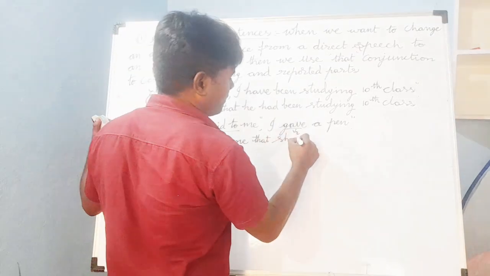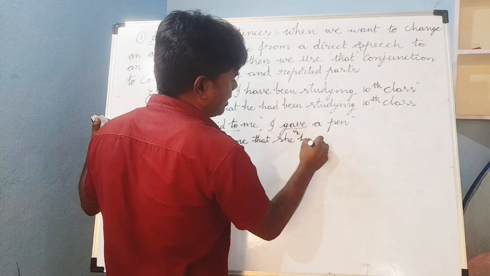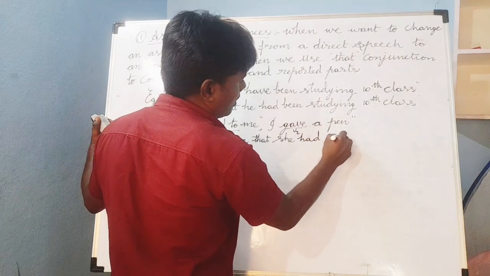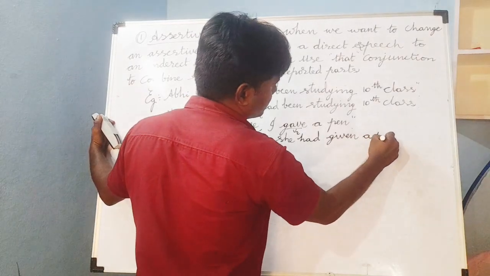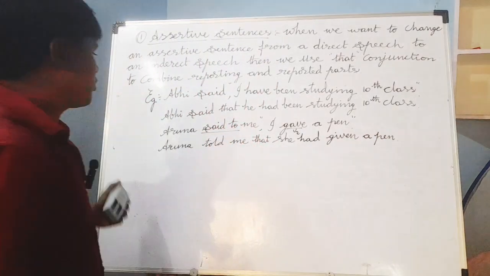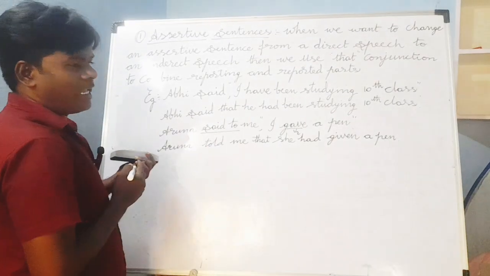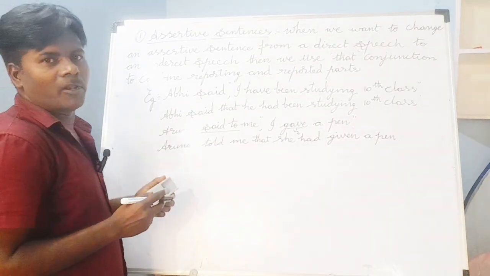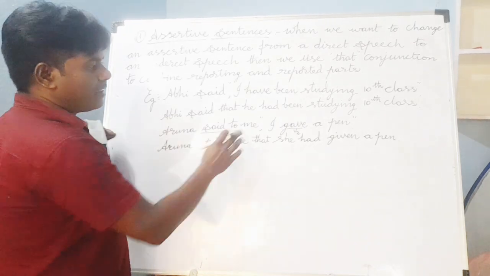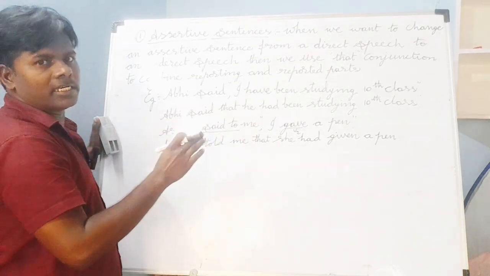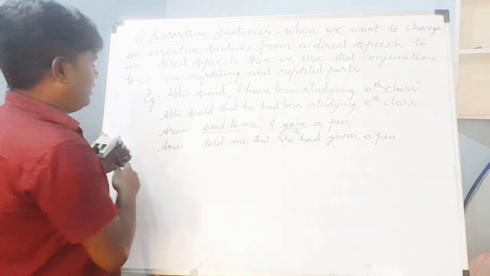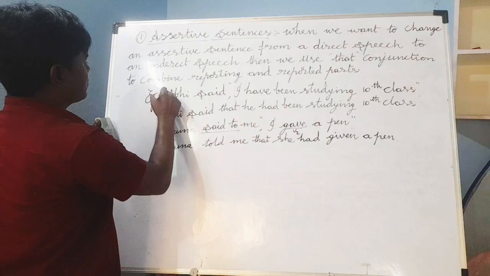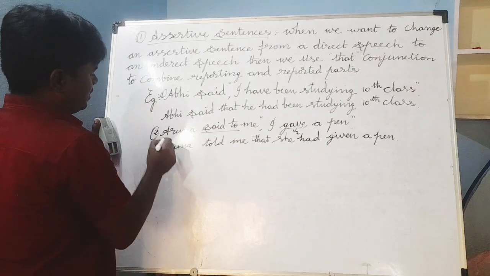That's why had given a pen. So here look at now. So I gave a pen, that is in simple past tense. Then we have to change it into past perfect tense, right? Then next example.